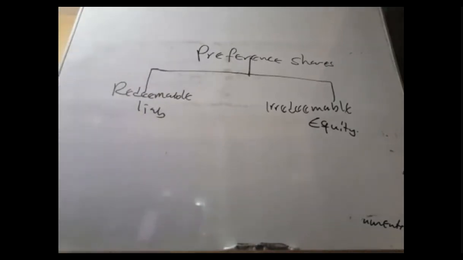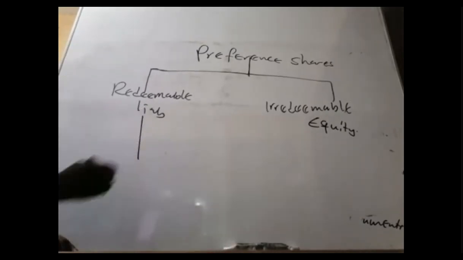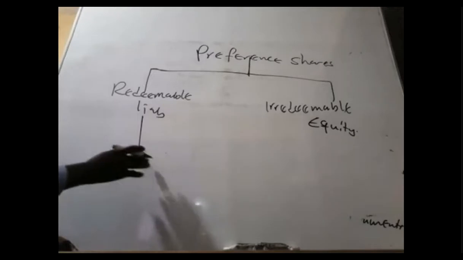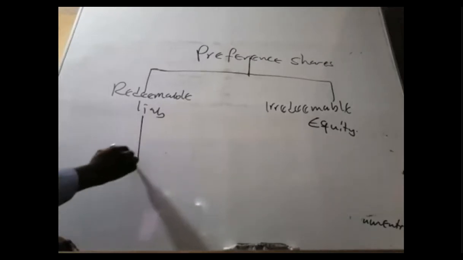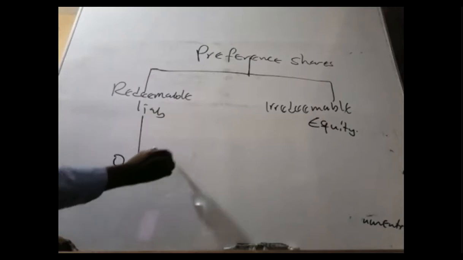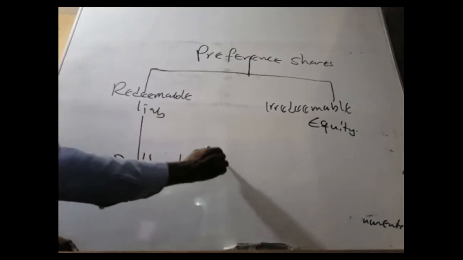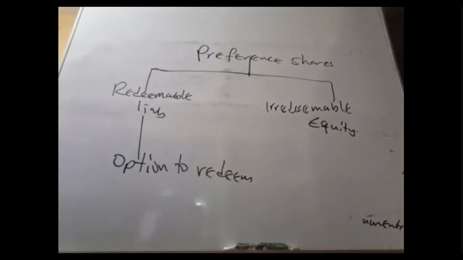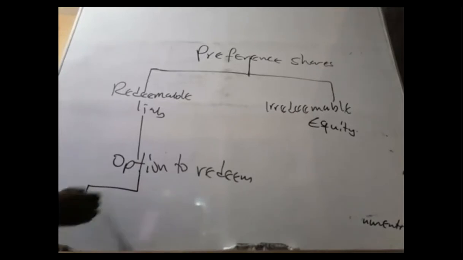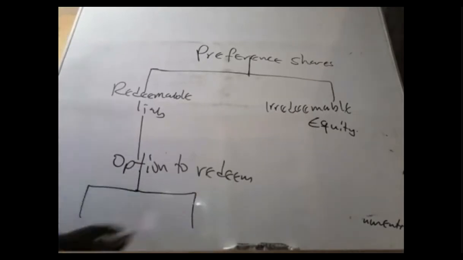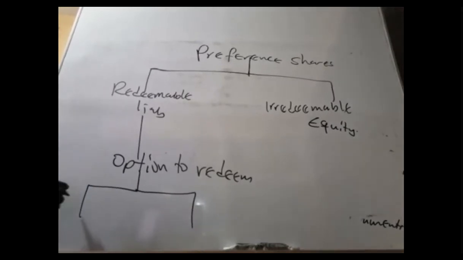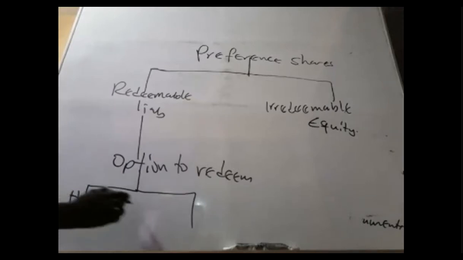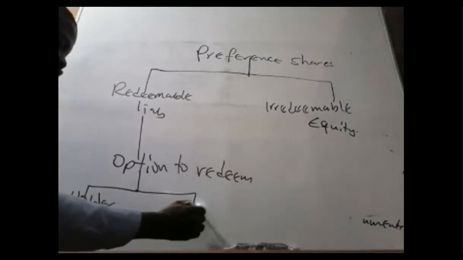Now let's go into deeper waters. When you pick the redeemable, there are three types of redeemable. We call it option to redeem. So let's write here: option to redeem. Who has the option to redeem? Meaning to call back the preference shares. Who has the option? So there are two people that have the option. The option must lie in one person's hands. So we have what you call the holder and the issuer. So holder and what? The issuer.